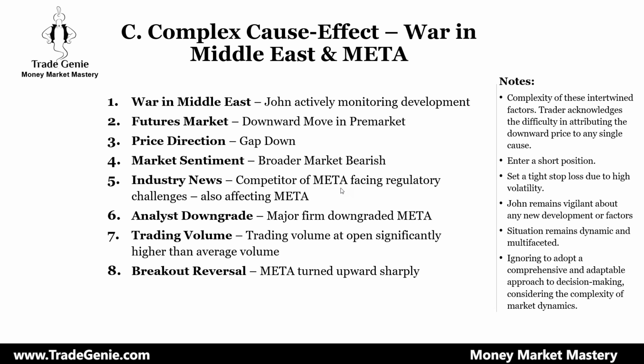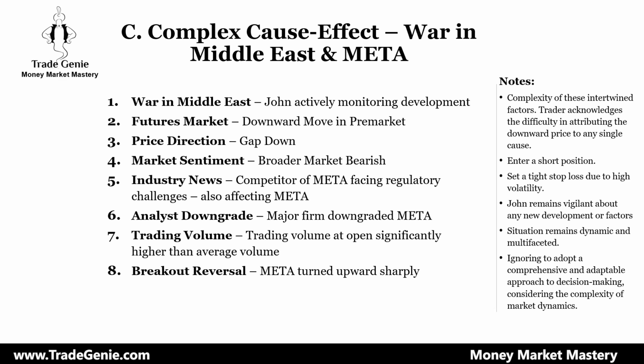Industry news says a competitor of Meta is facing regulatory challenges, but it's also affecting Meta. So in the Tesla case, the competitor was facing challenges and it was favorable for Tesla. But in the Meta case, the competitor is also facing challenges, but it's also affecting Meta. So he failed to analyze that this is not favorable. Analysts downgrade. So he did that, and analysts also downgraded, a major firm downgraded Meta. So he said, okay, this one is also good. Trading volume opens significantly higher than average volume. So just like Tesla, everything is like Tesla going up, Meta going down.